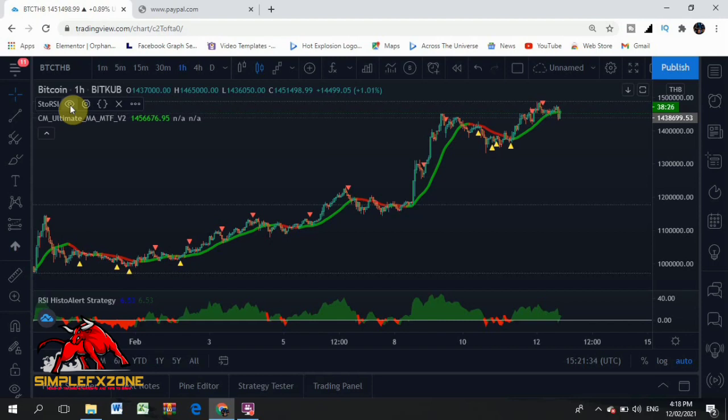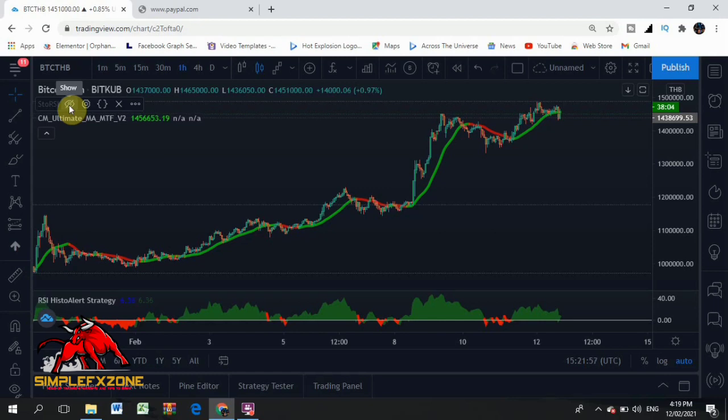So guys, what are the rules? Let me hide the stochastic oscillator first in order to explain deeper to you. So what are the rules of this particular strategy? Number one thing we need to consider is to know the overall trend.